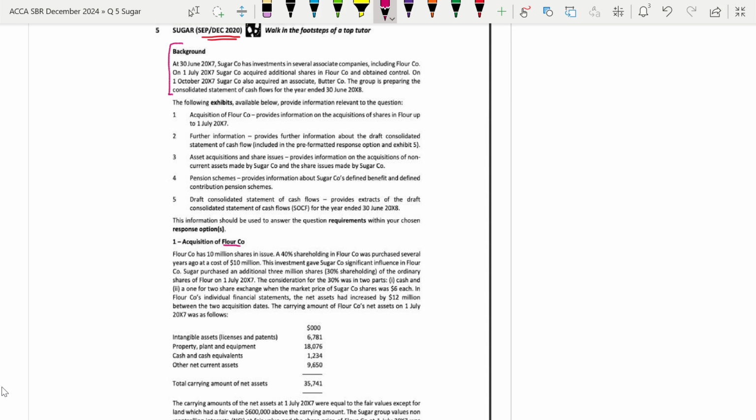30th June 2006. Sugar has investment in several associates, including Floor. On 4th July, Sugar acquired additional shares and obtained control. On 1st October, Sugar also acquired an associate, Butter. The group is preparing consolidated statement of cash flows for the year ended 30th June 2008. Very interesting thing.